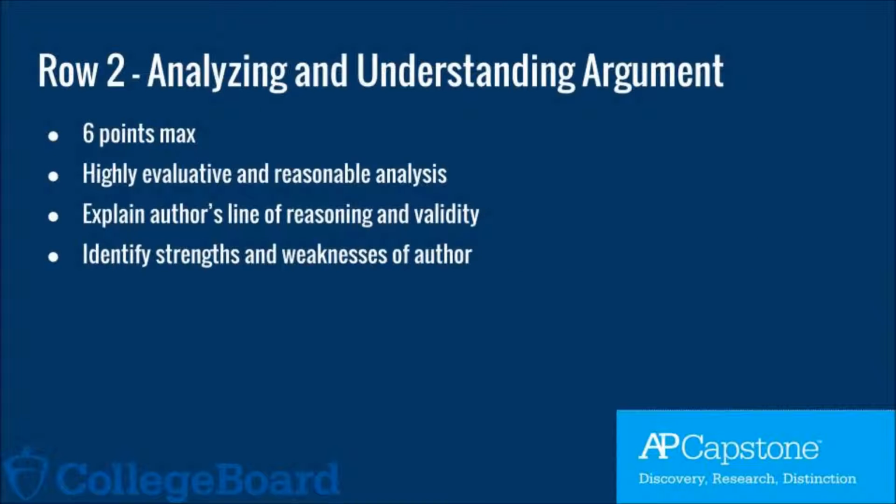Row 2, analyzing and understanding the argument. What do you want me to say? It's 6 points max again, and you have to use highly evaluative and reasonable analysis while explaining the author's line of reasoning and validity. You have to identify the strengths and weaknesses of the author. It's pretty straightforward.